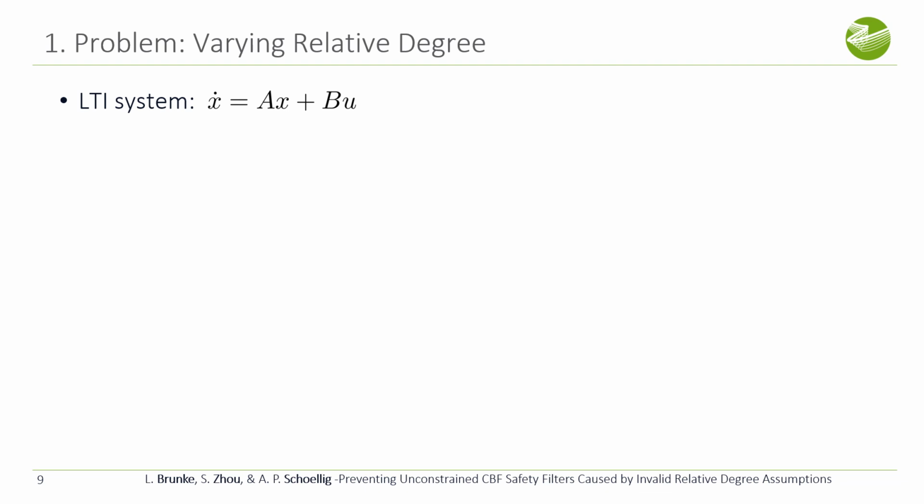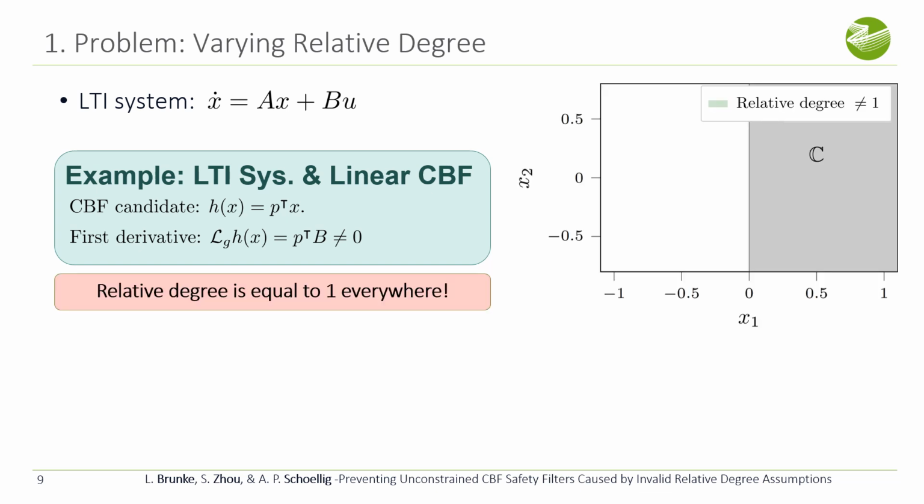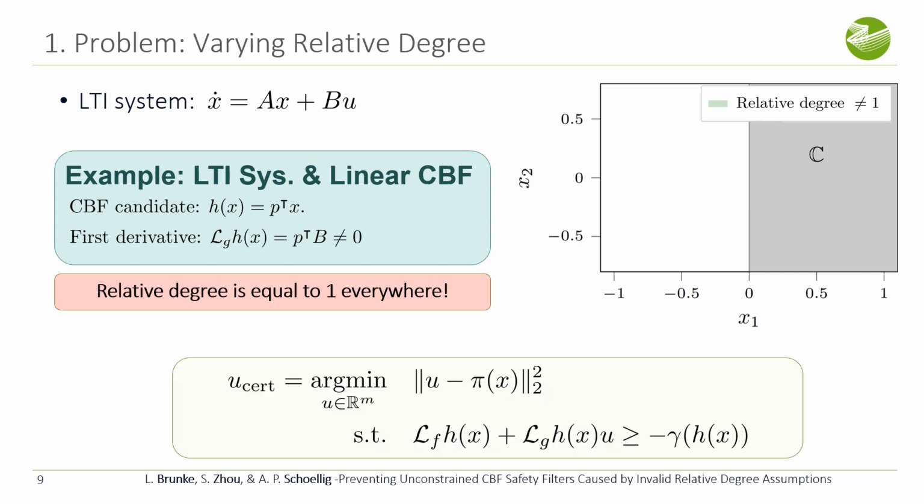Let's take a look at an example with linear system dynamics. If the system dynamics are LTI and the CBF is linear, and the constant Lie derivative is non-zero, then the relative degree is equal to 1 everywhere. Also see the figure on the right. Therefore, the safety filter is always constrained, and the conditions for applying a CBF are met.